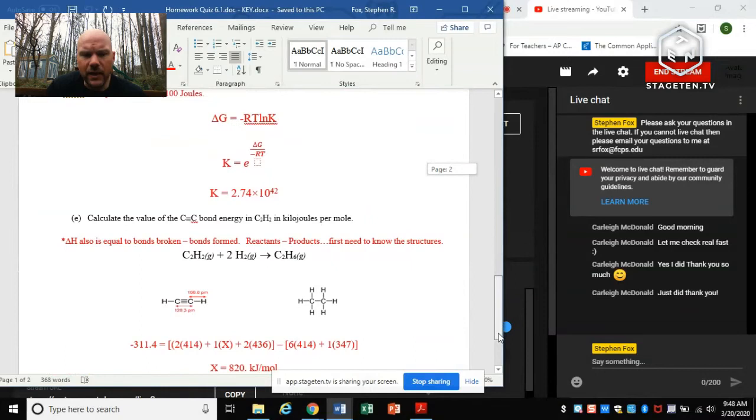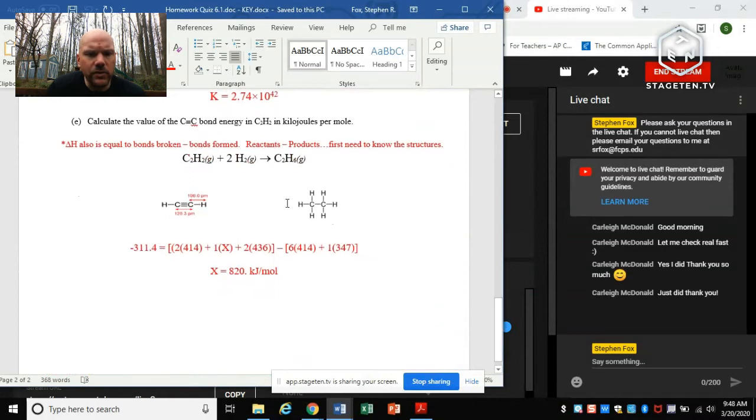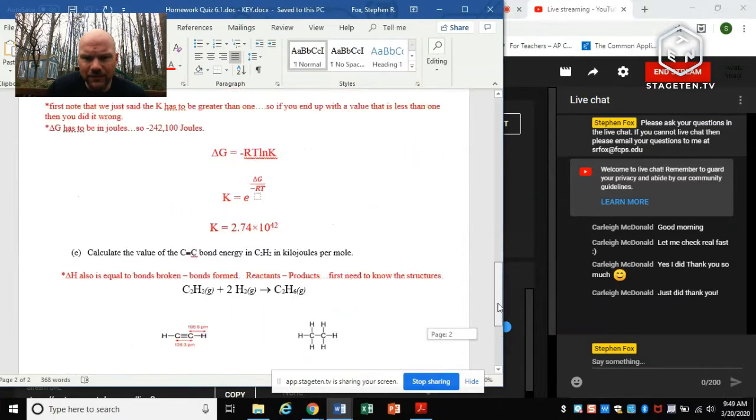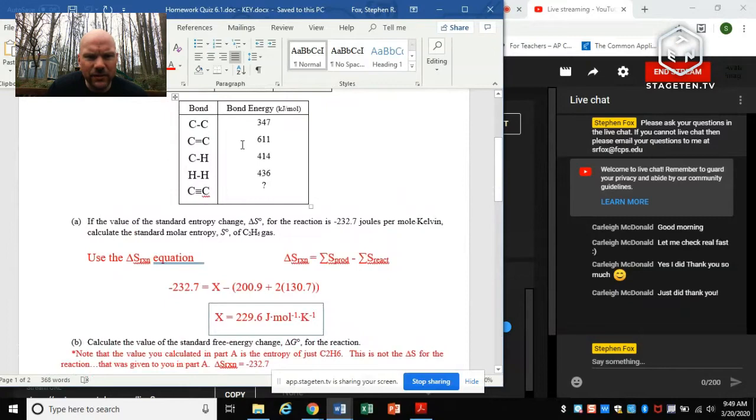And then in, I guess, part E, you had to use bonds broken minus bonds formed. So that's reactants minus products that time. And your unknown bond was the C triple bond C, so this bond right here. And so you had to use all those bond energies. The C double bond C is kind of a distractor. That's there just in case you don't know your organic structures enough to know if you need to use that.